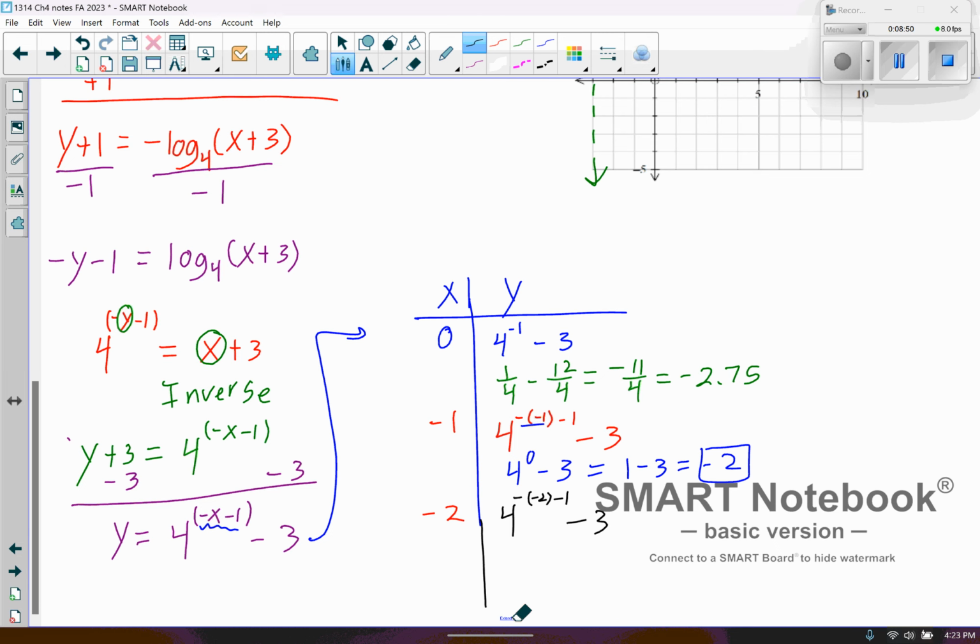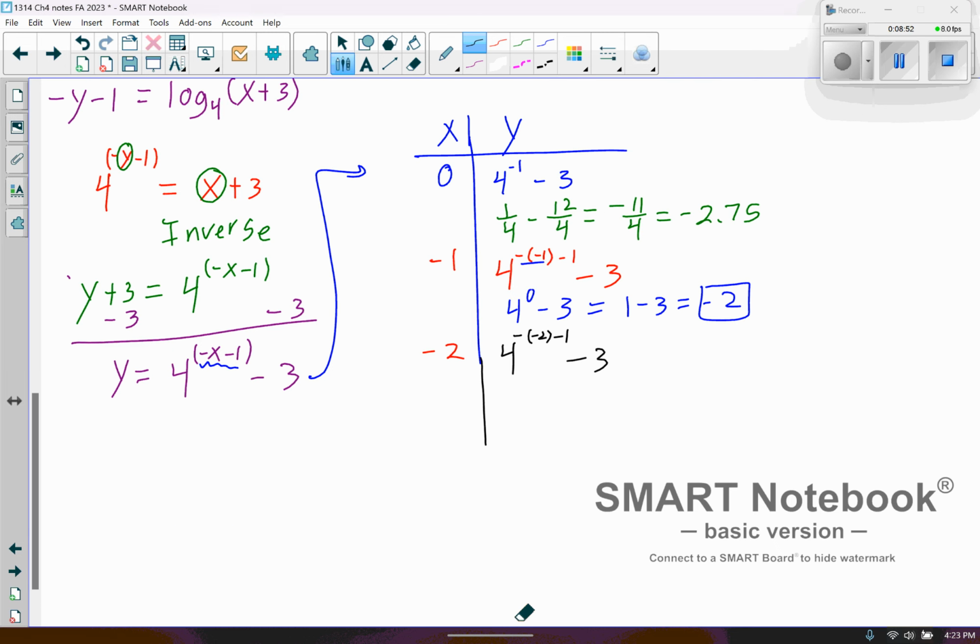And so what we have here is that the double negative will turn that positive. 2 take away 1 would be 4 to the power of 1, then minus 3, which then would give us a 1. Okay, and so now we're ready to go ahead and switch these values here, and that will give us our table for our original logarithmic function up above.